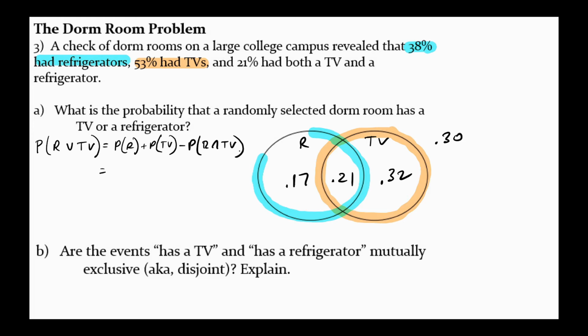Okay, so who has a fridge? What decimal has fridge? 38%, all in the blue circle, so 0.38. Plus, who has TV? 53, all in the brown, tan circle. Minus the both, which are in the middle. So what do we get? 0.7? Yeah. Okay. I got the same answer, but I did it the wrong way.